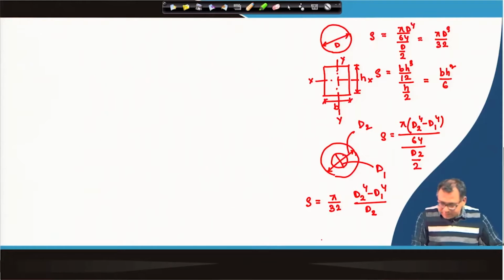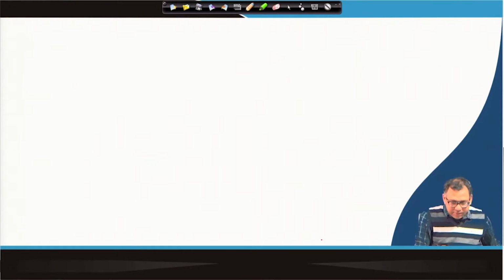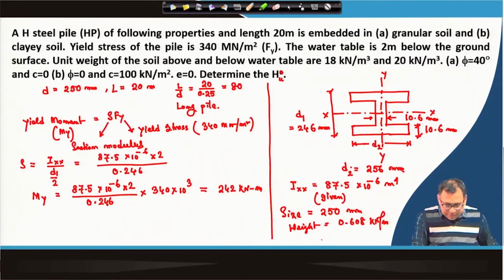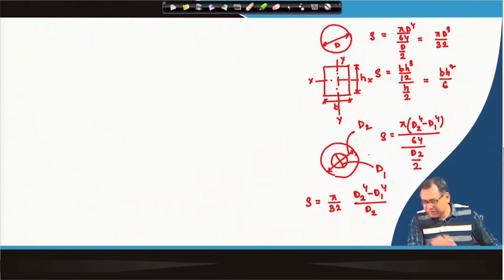Now, for our case we have determined the My value and that value is 242 kilonewton meter. For the different sections, we have determined the section modulus by using these equations, and the same equations we have used for these particular sections.